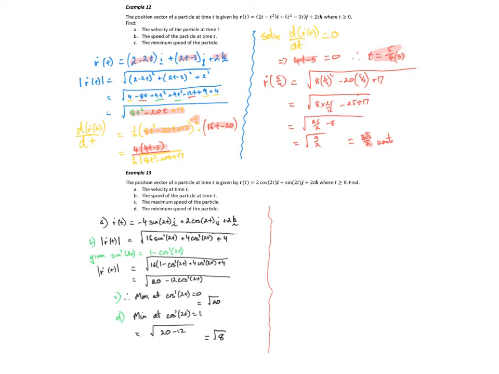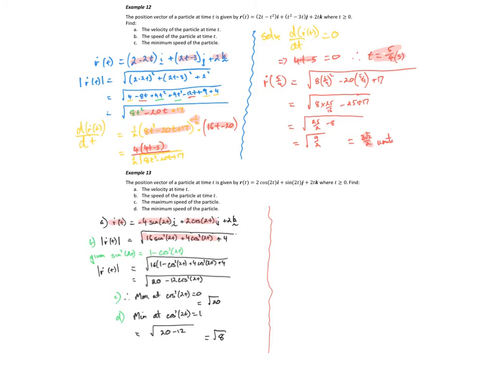Example 13, similar, except we've got a little bit of trick involved here. Velocity, so again, we'll differentiate. Derivative of cos is minus sine, so negative 4 sine 2t. Derivative of sine is positive, so it's positive 2 cos 2t, so there's my velocity. We want to know the speed, so we want to get the magnitude of that. So there's my components squared and added, and then we're going to find a maximum and minimum.